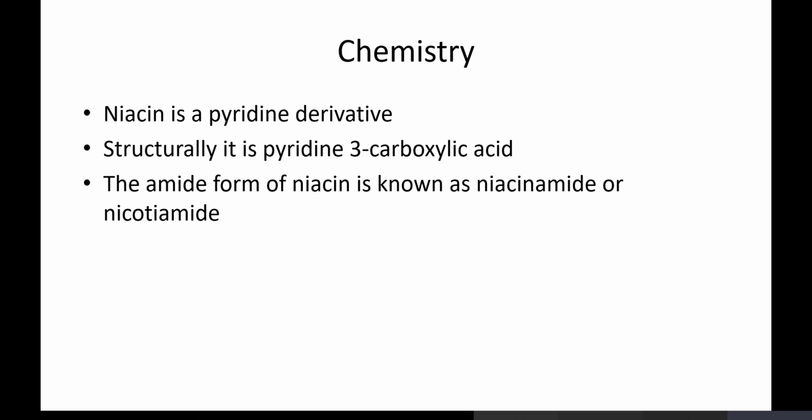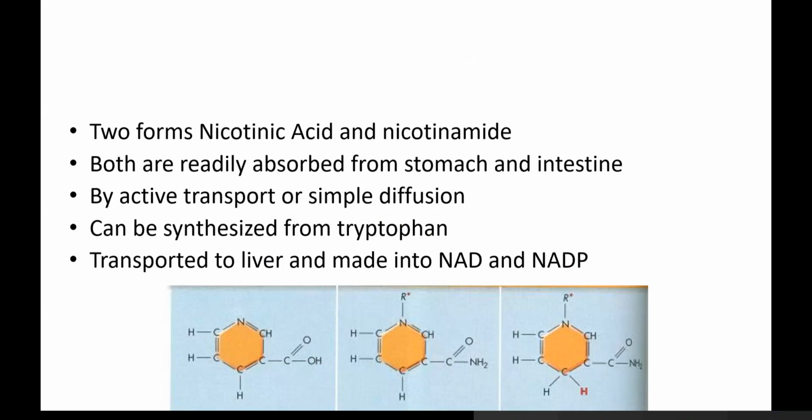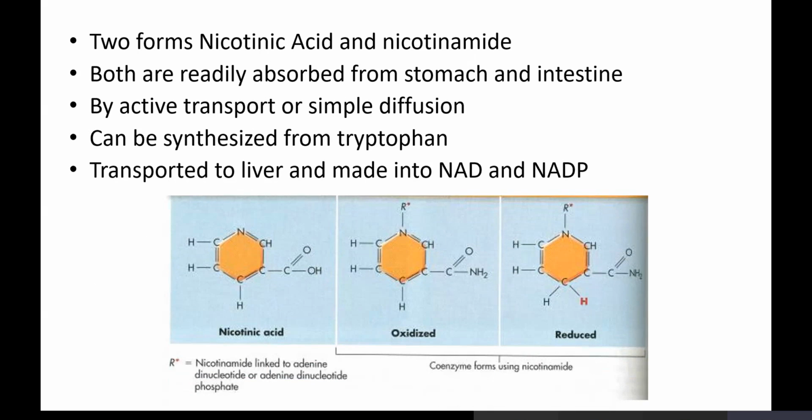So what does its chemistry say? Niacin is a pyridine derivative, and structurally it is pyridine-3-COOH. You see this carboxylic acid group. The amide form of niacin is also known as niacinamide or nicotinamide. The coenzyme forms use nicotinamide linked to adenine dinucleotide or adenine dinucleotide phosphate.